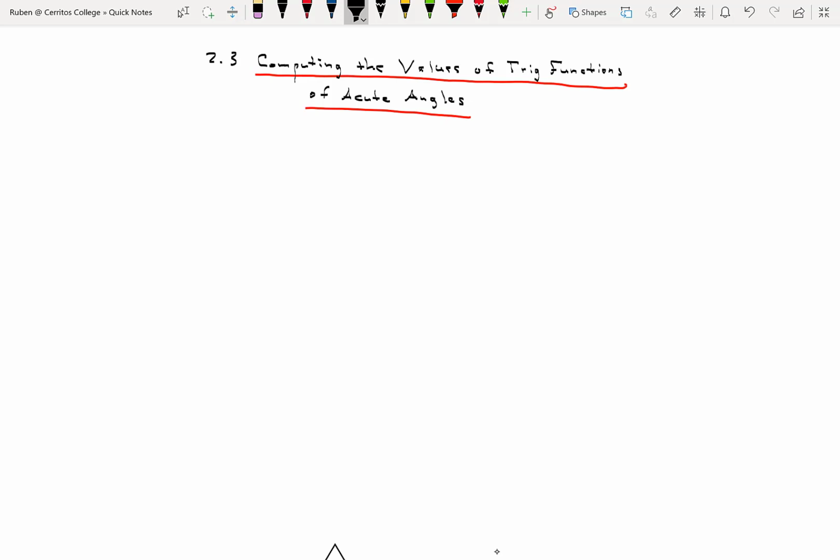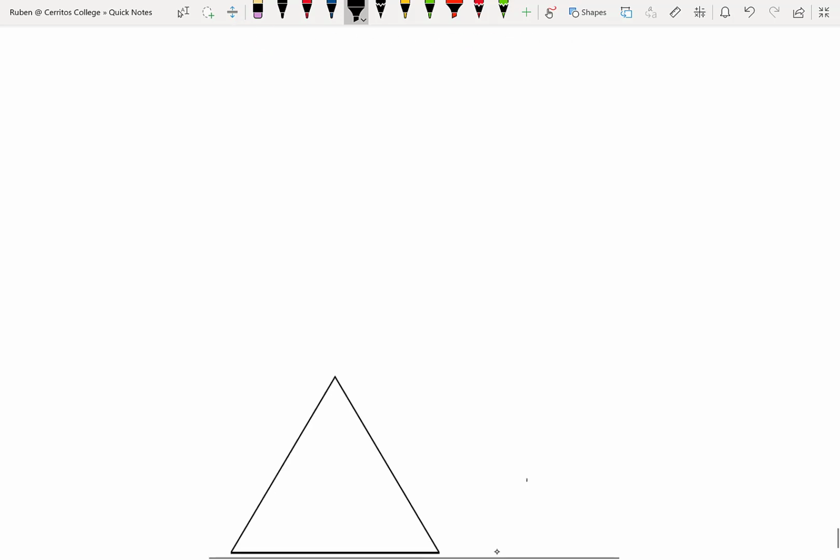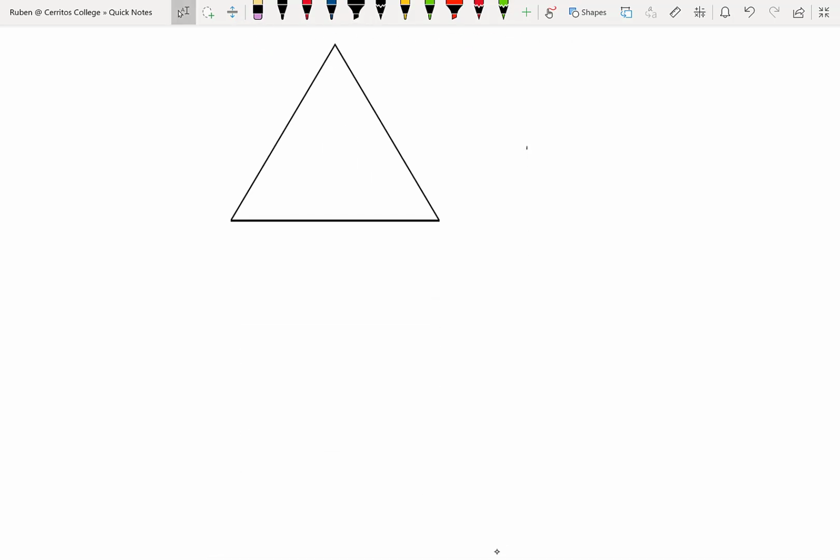In section 2.3, what we do is we use a little simple geometry to compute the values of the trig functions. So let's get started. What I've constructed for us is an equilateral triangle, and what I'd like to do is to make the equilateral triangle so each side has length 2.